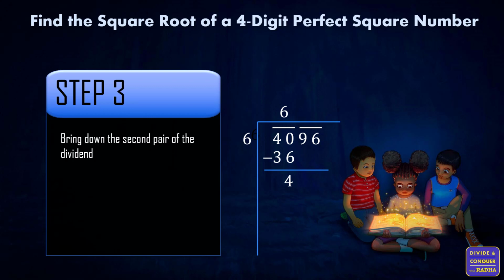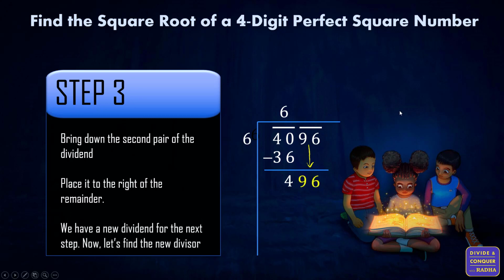Now moving on to step 3. Bring down the second pair of the dividend, which is 96, and place it to the right of the remainder. Now, 496 becomes the new dividend for the next step, and we need to calculate the new divisor.